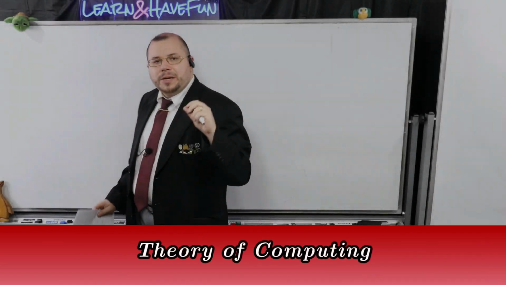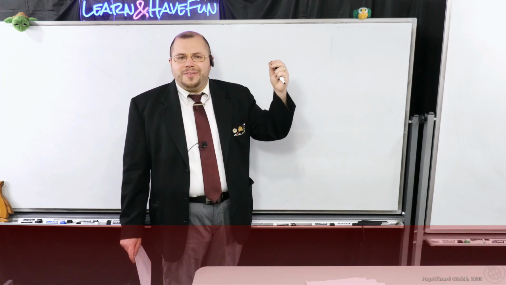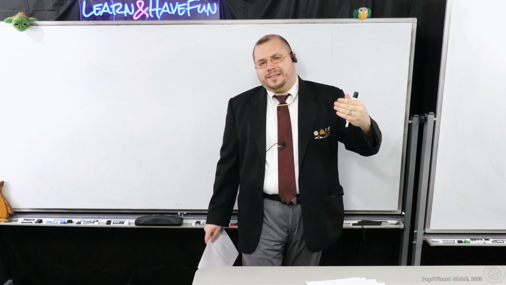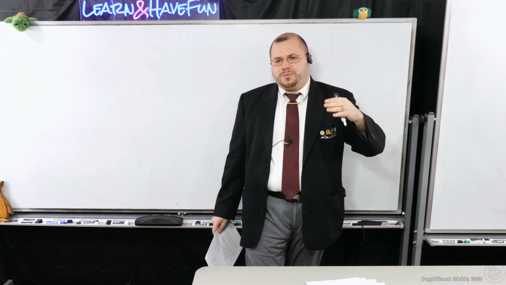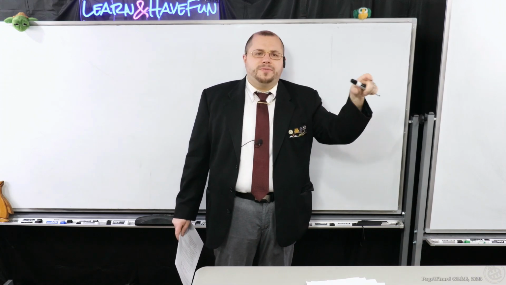Previously, we had talked about how to prove the correctness of a DFA. Namely, we talked about this idea of having an invariant. We've seen an example where we didn't necessarily need the state invariants that we came up with. So recall, a state invariant is where we try to see what's going on at each one of the states.